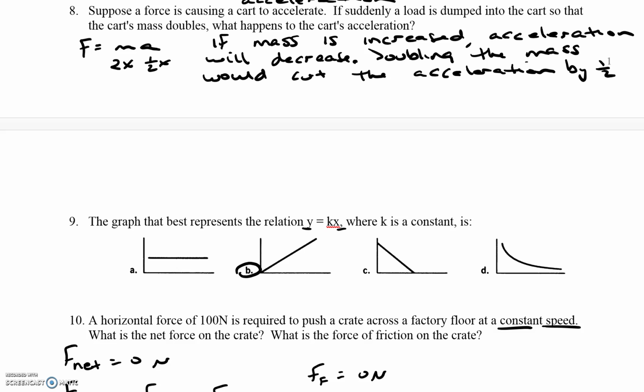Number 9 says the graph that best represents the relationship y equals kx, where k is a constant, is, so if we look at that particular equation, y and x are on opposite sides of the equation. That means they're directly proportional. If you were to increase y, that would increase x. If you were to decrease y, that would decrease x. So graph B would represent that direct proportional relationship.